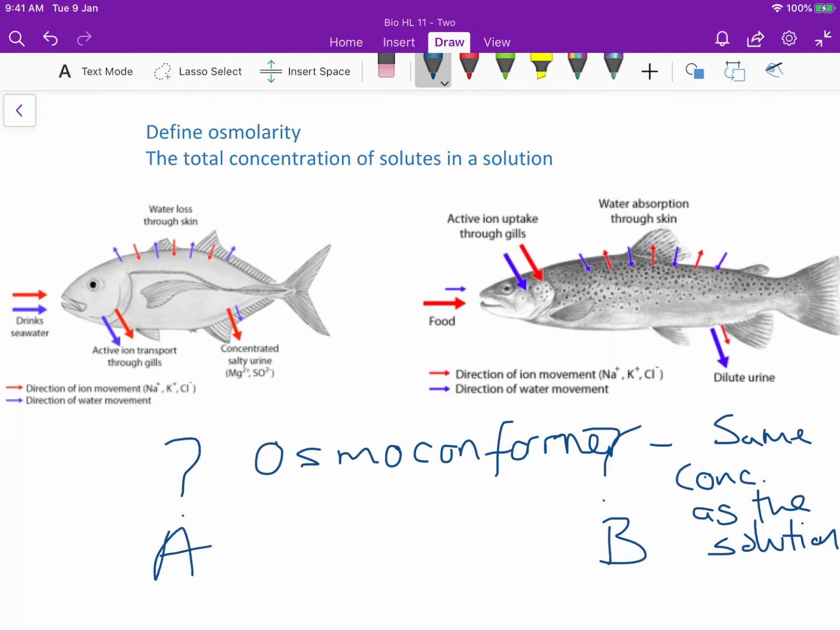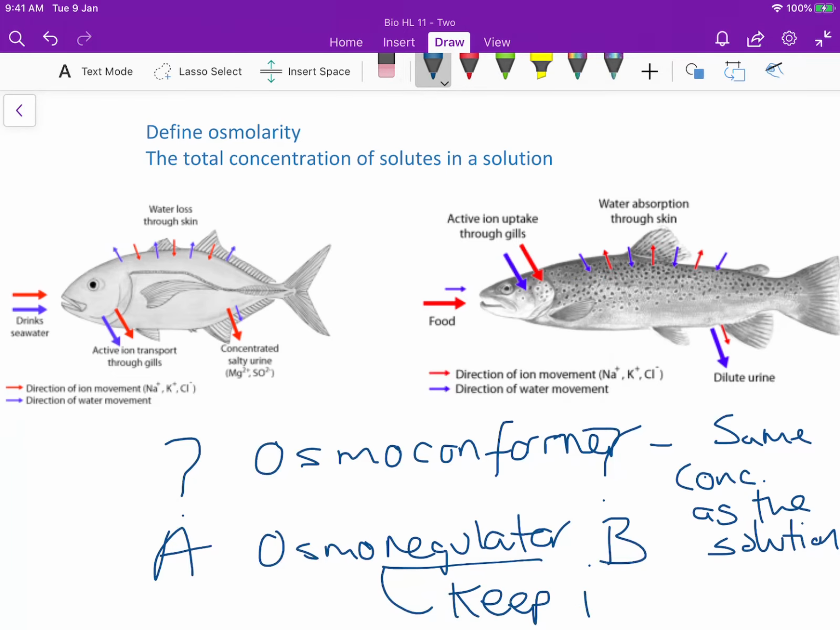And one of them is going to be an osmoregulator. That means it's going to keep its own concentration of solutes, its own osmolarity. And think about as well which one we are. Are we an osmoregulator or an osmoconformer?